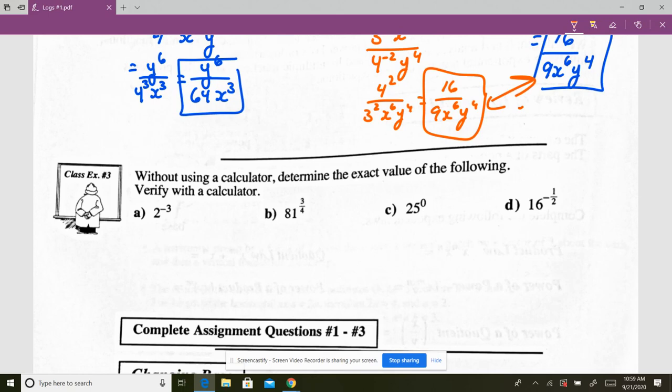Okay, without using a calculator, determine the exact value of the following. Verify. All right, 2 to the -3. What does that -3 cause to happen? Flip it, right? And remember, that's like over 1. So it would just become 1 over 2 cubed. Anybody know what 2 cubed is? 8. So it's 1/8. 2 to the -3 is the same as 1/8.